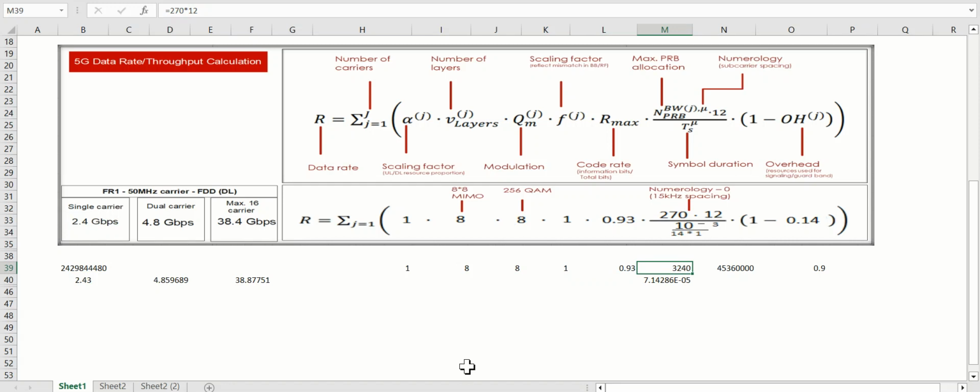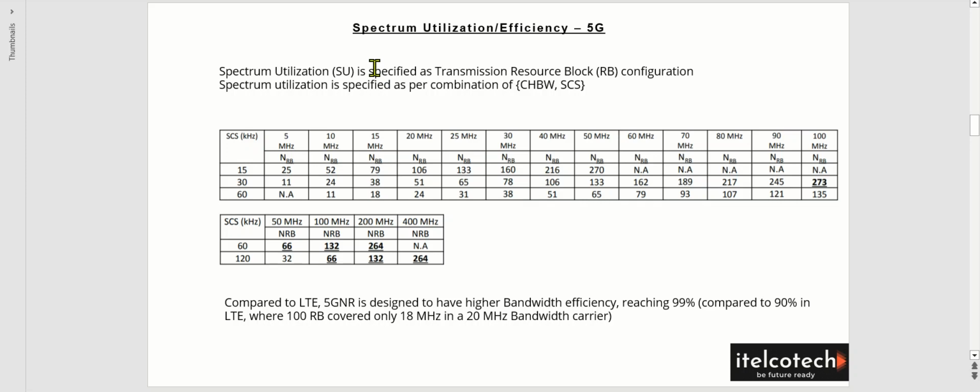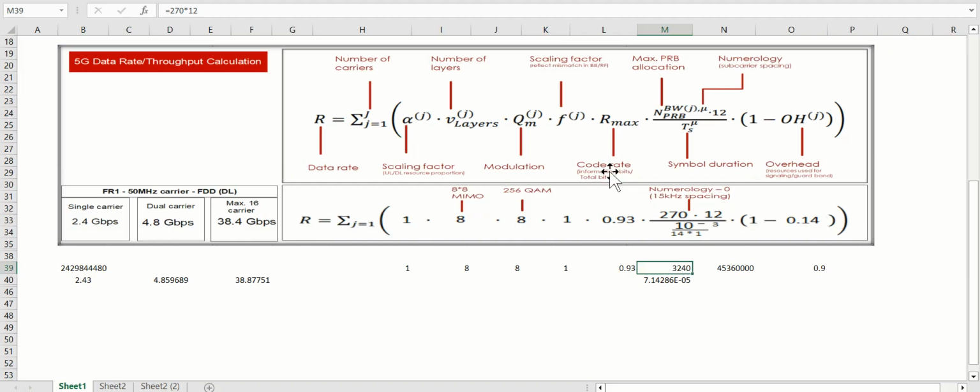Then we are considering the different numerology here. We are considering 0 as a numerology, which is 15 kilohertz spacing. And if you remember, if I go back to the previous slide of the spectrum where we talked about the different PRBs, with the 15 kilohertz of subcarrier spacing, we'll have 50 megahertz. With the 50 megahertz carrier, we have 270 PRBs. So referring to that, we can see here what are the different resource blocks that can be assumed or considered here. Now, on the basis of the calculation, we have a symbol duration of 1.